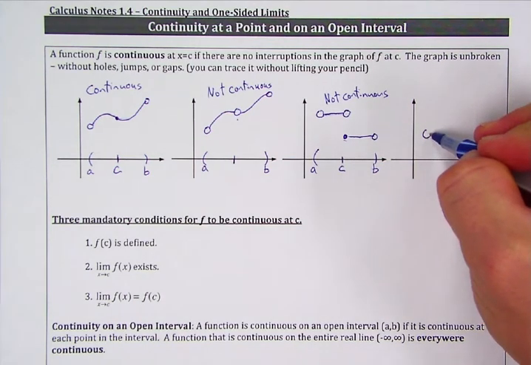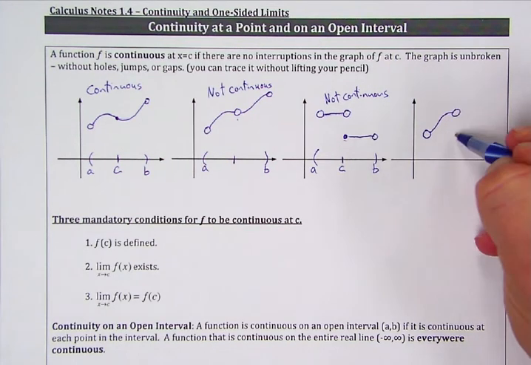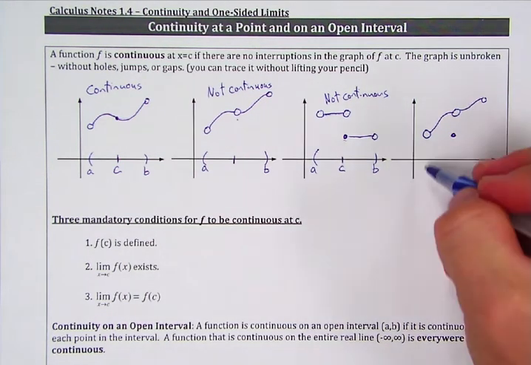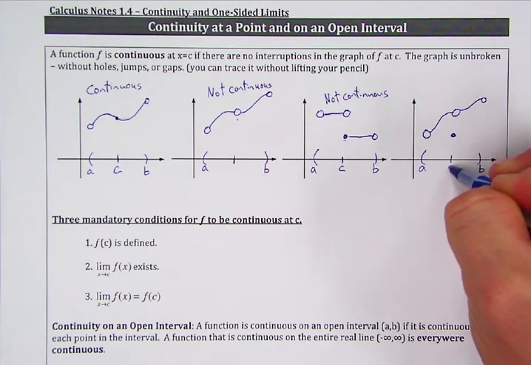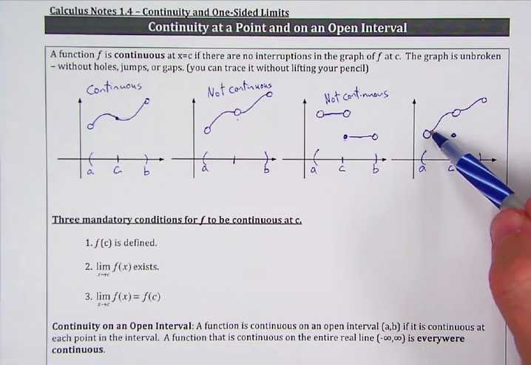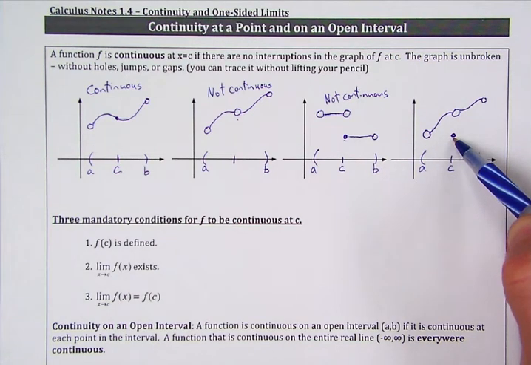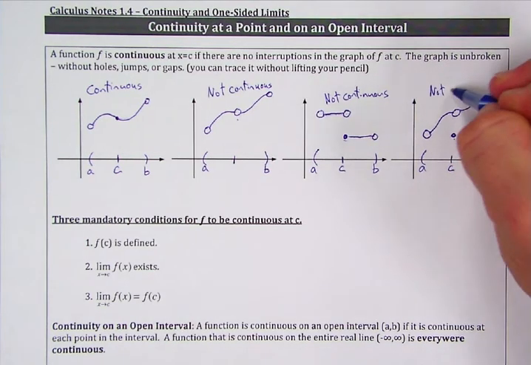And there's one other example I want to show you. We have a function here. This function is not continuous at c, even though f of c exists, because as we trace this curve, we would have to jump down, plot that point, jump back up, and then keep going. So this is not continuous either.